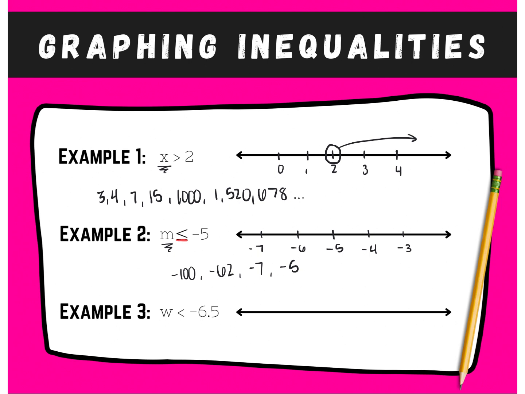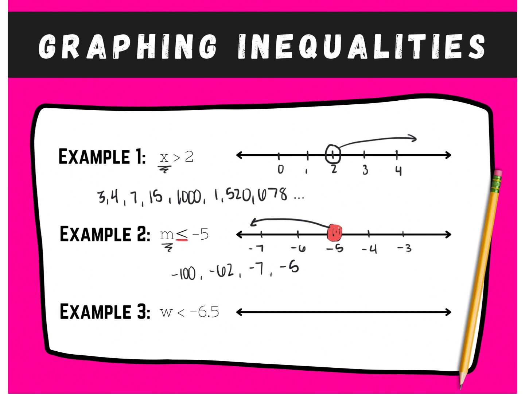So this time I'm looking for numbers that are less than or equal to -5. So I'll still circle my -5, but I'm going to fill it in. The reason I do that is because of that equal to piece. This time, -5 is a solution to the inequality, which means I can fill in that circle and I can show that I want everything that is less than -5.